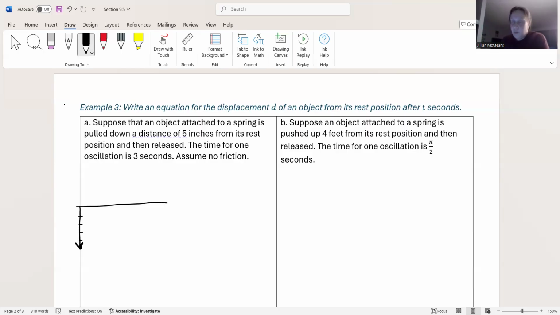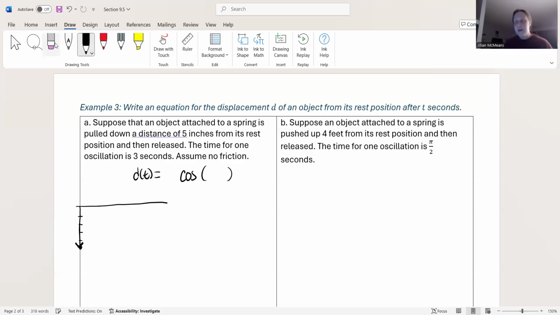Well, remember, if you're starting at rest, you use a sine function. If you're not starting at rest, you use a cosine function. We're definitely not starting at rest. We're taking some object and we're pulling it down 5 units and holding on to it until the ticker starts, so we definitely want to use a cosine function. So we're for sure going to use cosine something.